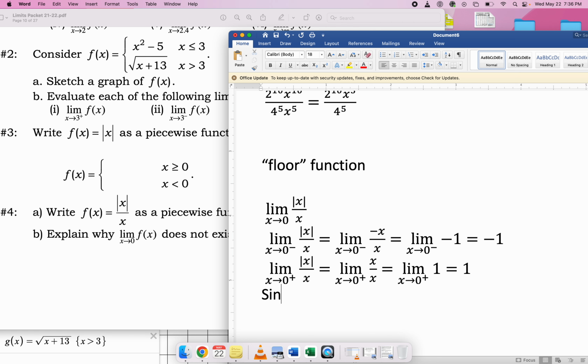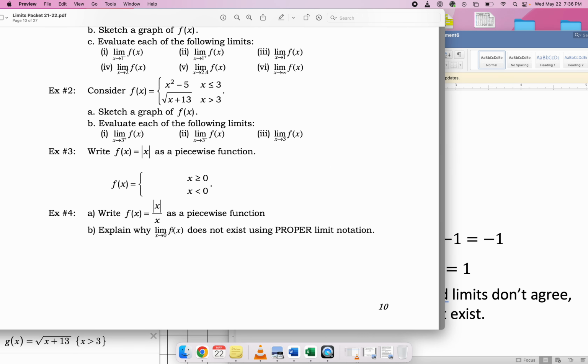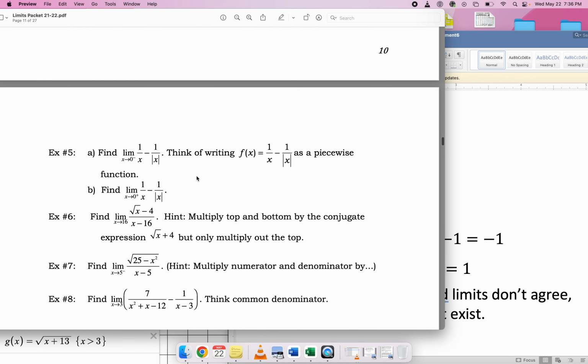Since the left and right-hand limits don't agree, the two-sided limit does not exist, is what we could say, if we wanted to be very formal about it. Okay, so that's example 4.